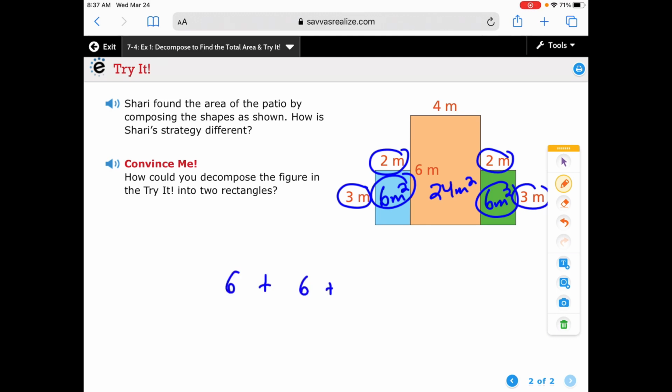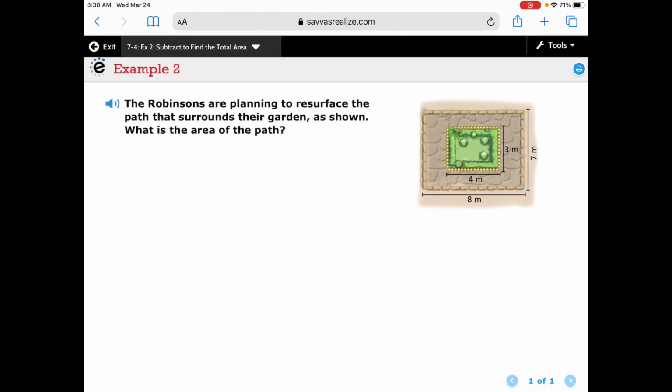We add all those together, resulting in 36 meters squared. So make sure that's written in. All right, let's turn to page 421 to look at example 2. It says the Robinsons are planning to resurface the path that surrounds their garden as shown. What is the area of the path?